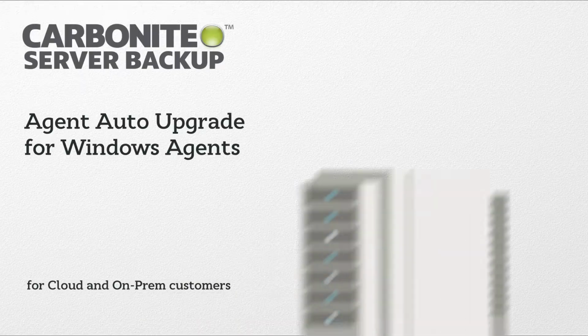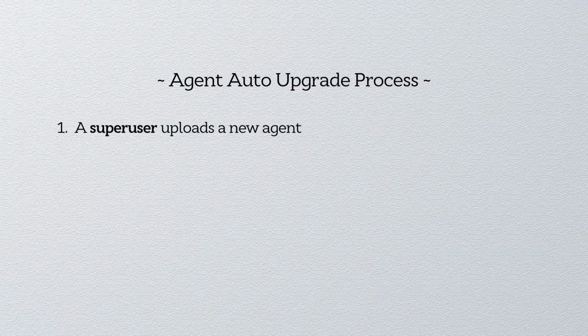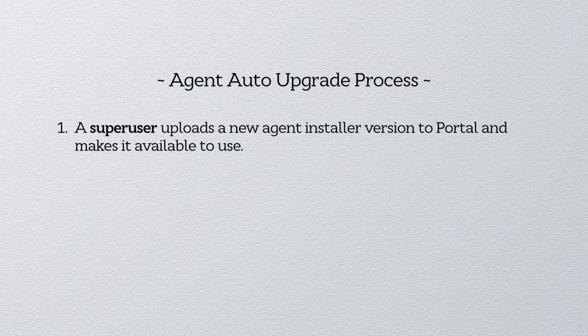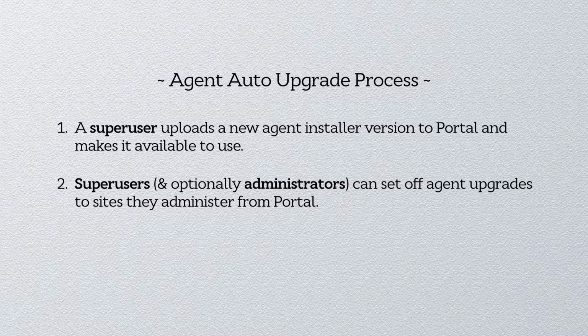In this tutorial, we'll explore the Agent Auto Upgrade feature we've introduced in Portal. This feature will allow you to automatically upgrade agents on any and all sites you can administer across your entire Carbonite server environment. The process begins with a super user uploading the desired installer file to Portal and making it available for use. After that, super users and optionally administrators can set off the automatic upgrades to any applicable sites they administer right from within Portal.